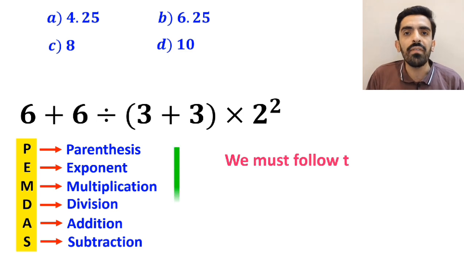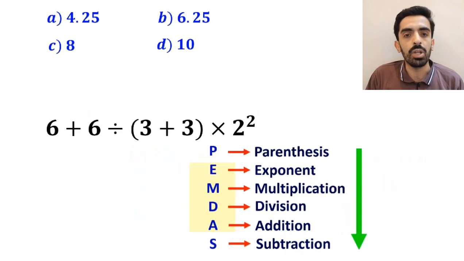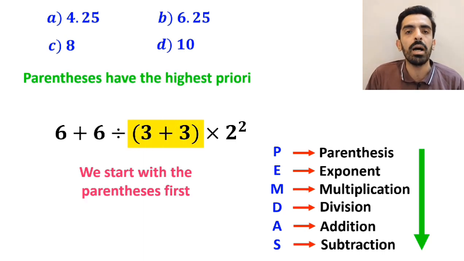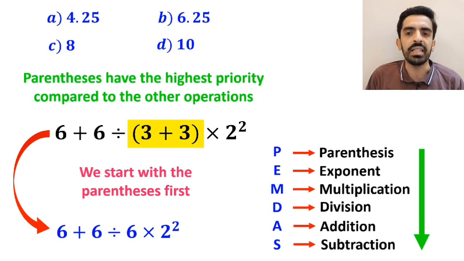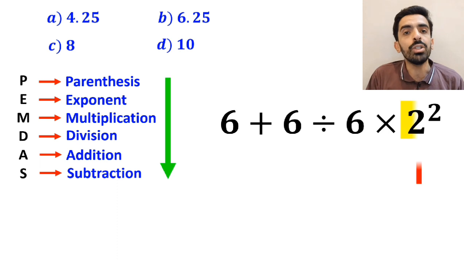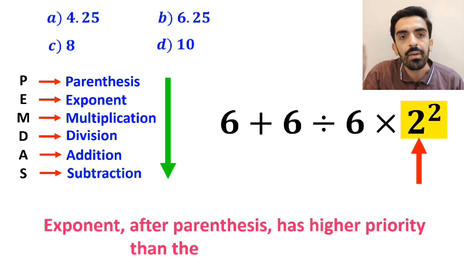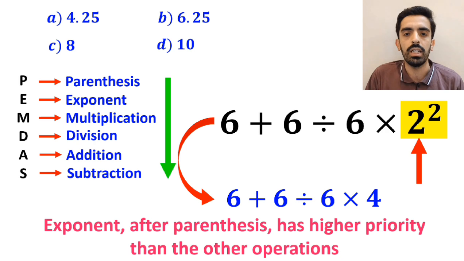We must follow the order of operations I told you, step by step from top to bottom. So, we'll start with the parentheses first, because parentheses have the highest priority compared to the other operations. Okay, instead of this expression, we can write 6 + 6 ÷ 6 × 2². And in the next step, we go to the exponent, because exponent after parentheses has higher priority than the other operations. So, this expression simplifies to 6 + 6 ÷ 6 × 4.